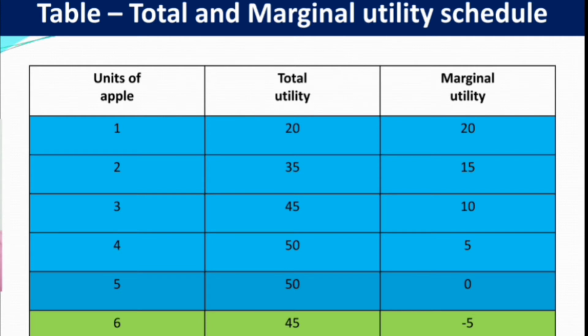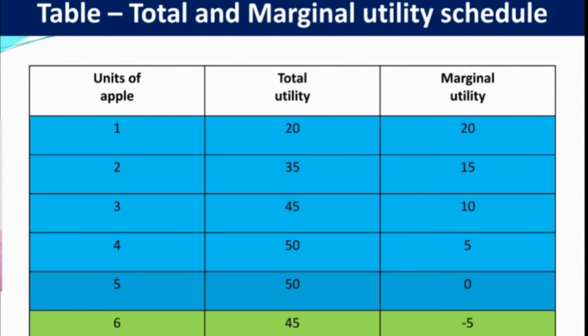A person has seven apples and he is hungry. First he starts to eat the first apple. He is already hungry, and now he is given one apple. Definitely you feel the satisfaction. So the utility from the first unit of apple is 20. Then the total utility will be 20.